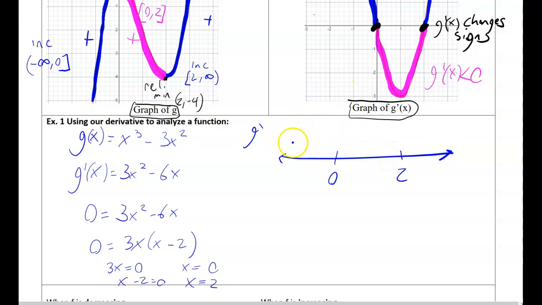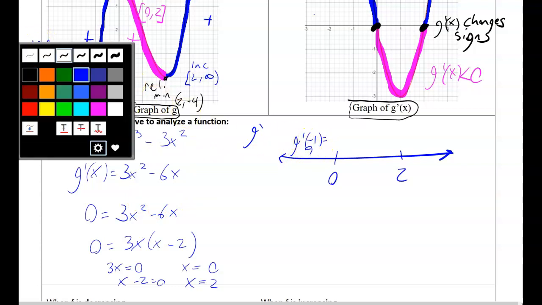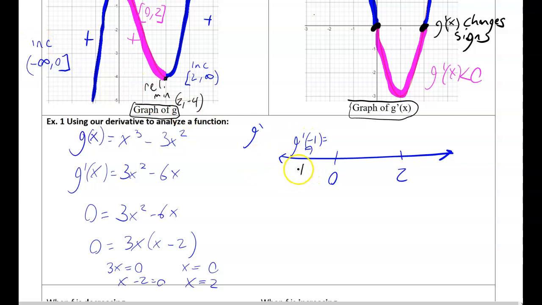All I'm going to do now is pick x values to plug in to test. So I'm going to say g prime of -1 is to the left of 0 maybe, right? I could have picked -5, but -1 is going to be easier. That's going to be 3 times 1 plus 6, which is 9, right? So I just figured out that that region is a positive region.